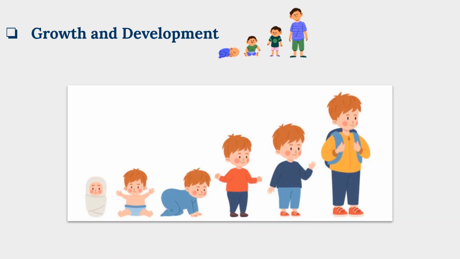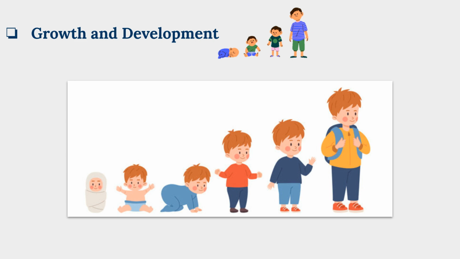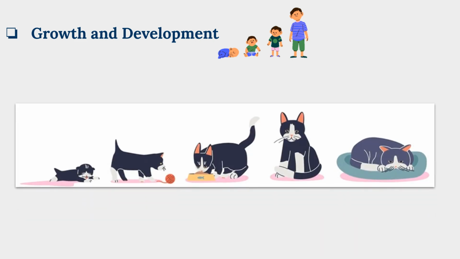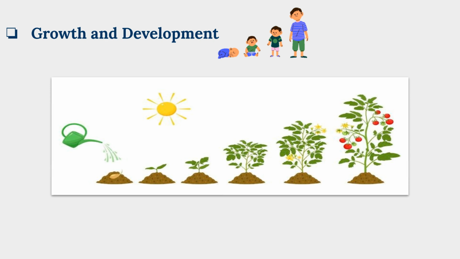All living things grow in size. They also show development in their structure and behavior. For example, an infant grows to become a young child and then an adult. A young kitten grows to become an adult cat. A seed gradually grows and develops to become a fully grown plant.